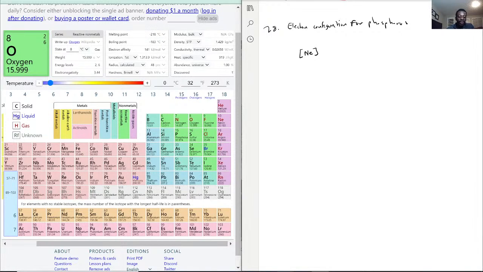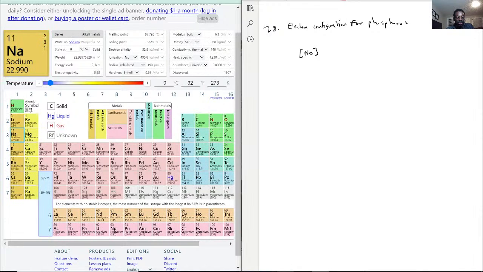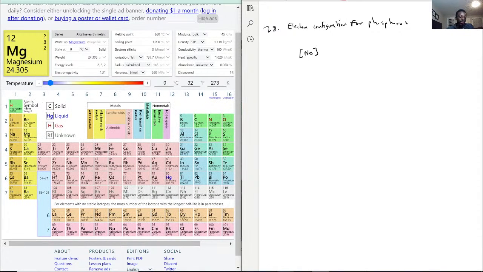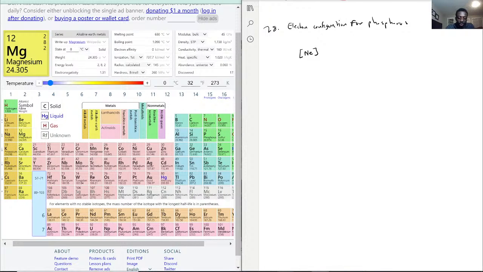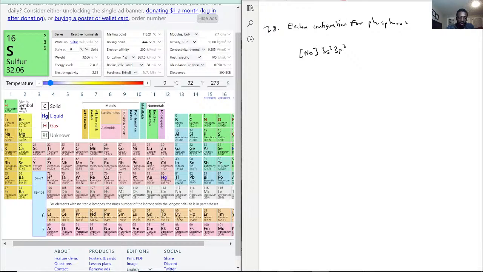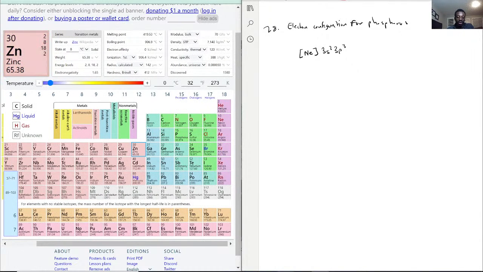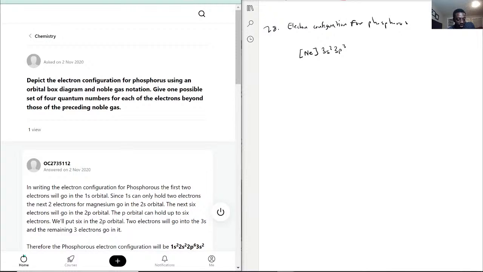And now we want to figure out the electron configuration. It's going to be 3, because now we're in the third row, so that's 3s2, 3p3, because there's only 1, 2, 3 right there. So that would be the electron configuration. But it asks as well for the orbital box diagram.